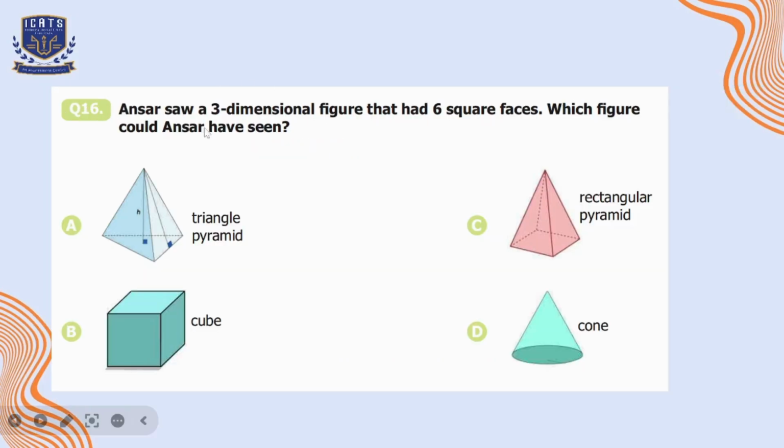Question number 16. Ansar saw a three-dimensional figure that had 6 square faces. Which figure could Ansar have seen? So 6 square faces are present in a cube only, which is given in option B. That is our correct option here.